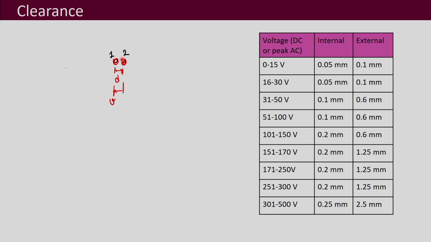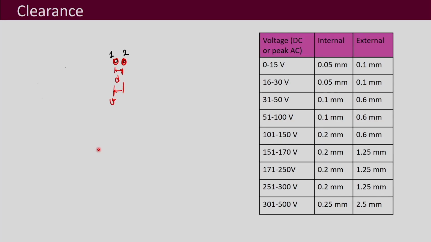Now, which 2 points are we talking about in the PCB? This could be any 2 points which are close to each other. That means, if this is a PCB, if you have a via, let us say here, and if you have a copper trace which is near to it, so in between that also you have to keep the clearance.